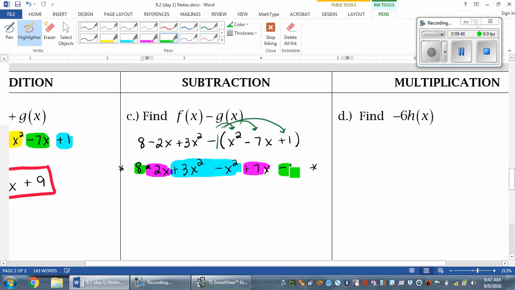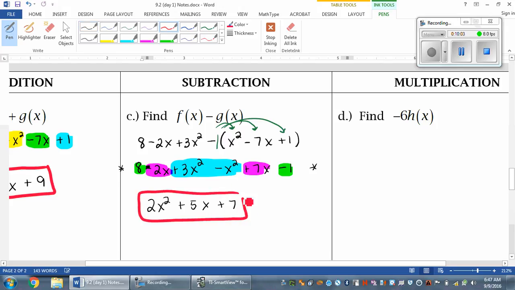3x squared minus x squared is 2x squared. Negative 2x plus 7x is positive 5x. And 8 minus 1 is 7. All right, please go ahead and pause the video and complete part D.